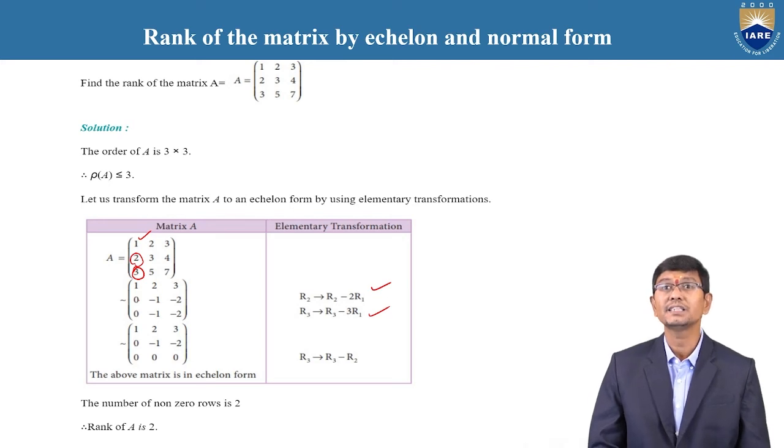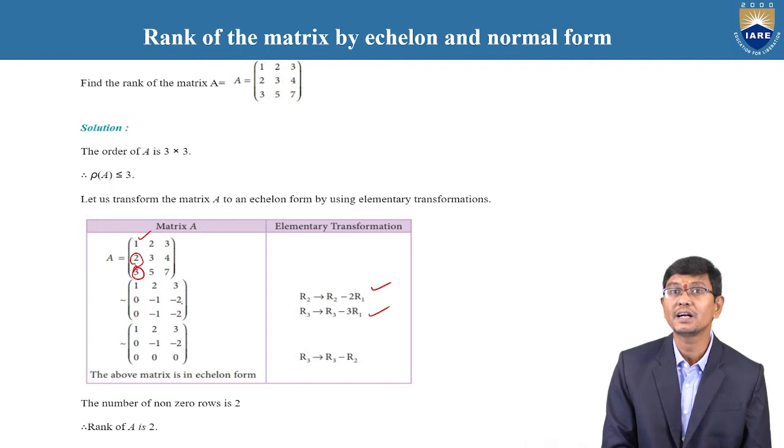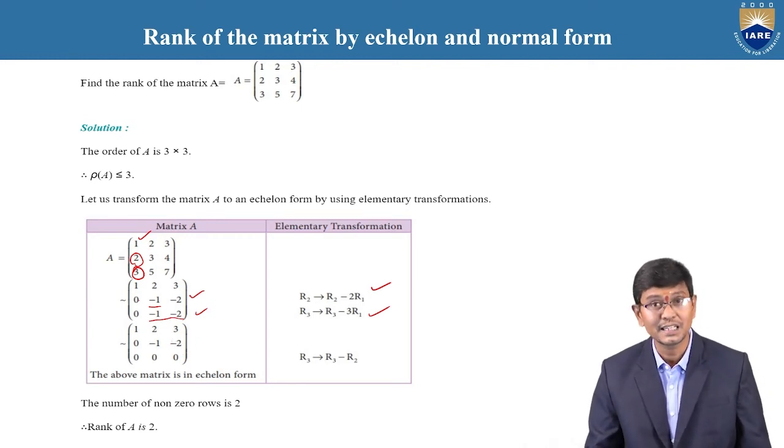And once again, it does not satisfy the echelon form because of the second row and the third row. It is minus 1, minus 2, then minus 1, minus 2. Both rows are the same, but we need to change it according to the third condition. It is not satisfied.